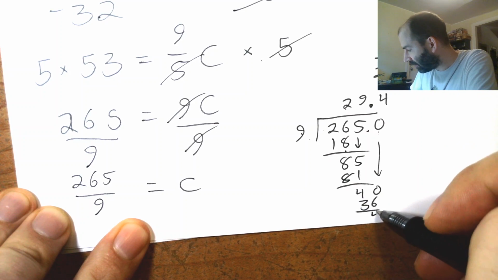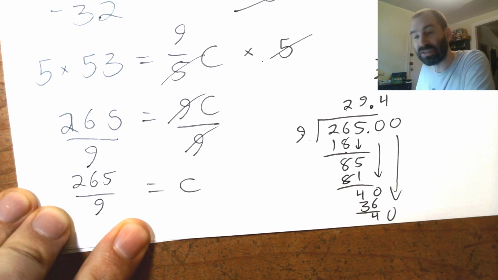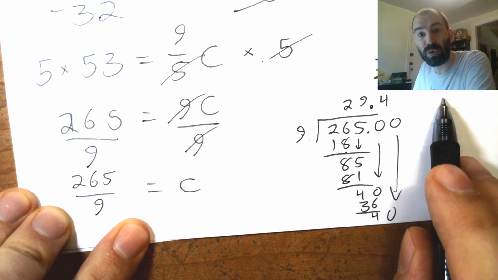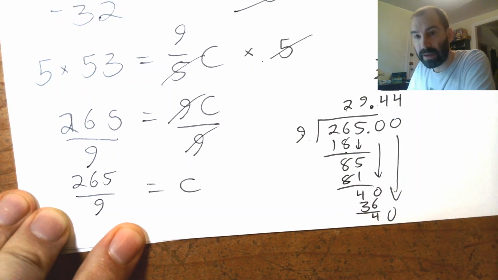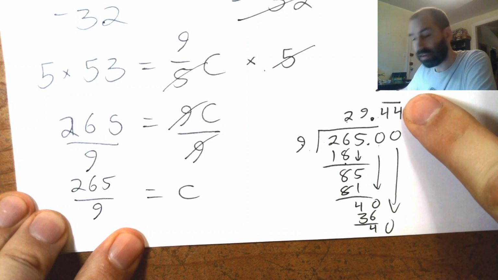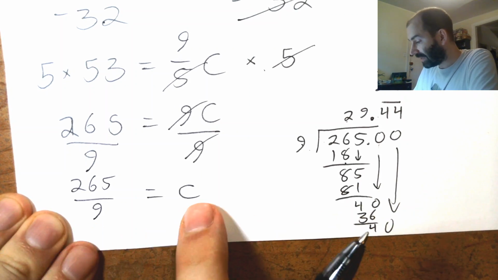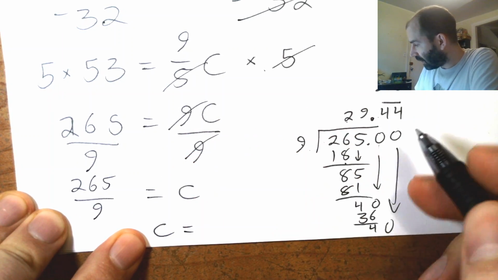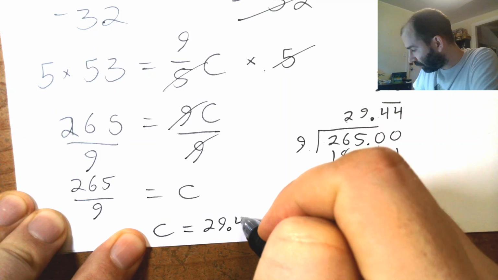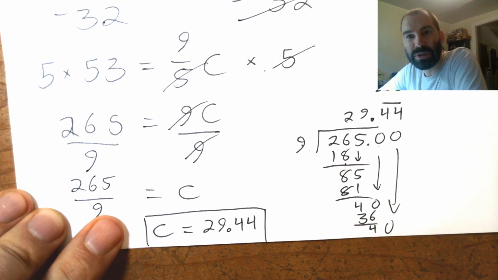Now I see a pattern, right? I'm getting 4 again. So what I'm going to do, drop another 0, and this pattern's just going to repeat. So I'm just going to keep getting 4, 4, 4, 4. To denote that the pattern repeats, I draw a little line above it. So that's it, right? C equals 29.44. And there we have it, the temperature in Celsius.